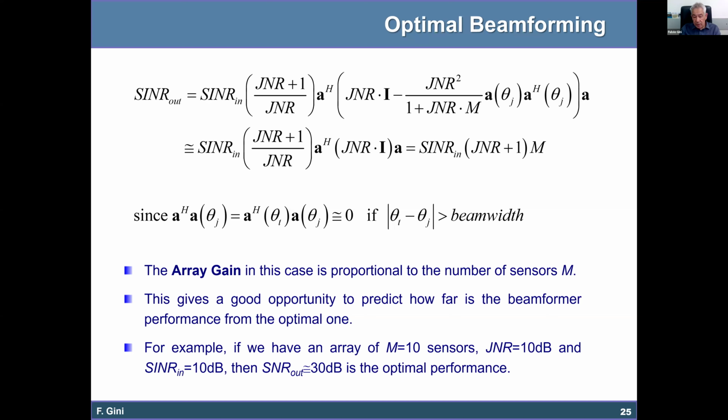So for example, if you have 10 sensors, if you have a jammer with jammer to noise ratio 10 dB, and if you start from a signal to noise ratio of 10 dB, the maximal signal to noise ratio that you can achieve at the output of the array is 30 dB.